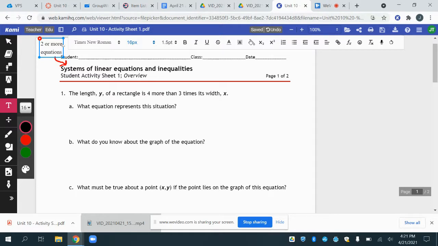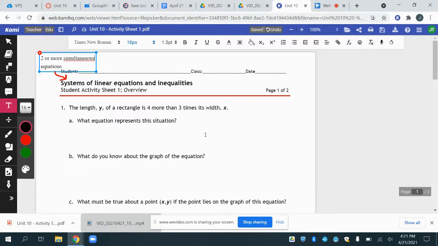Two or more, so we might say simultaneous. And I'm going to spell that wrong, but you get the point. Simultaneous. Oh, let me just fix that. There we are. Simultaneous is a hard word to spell correctly. All right, so just so you know, that's what we're talking about. We'll only have two in this class.